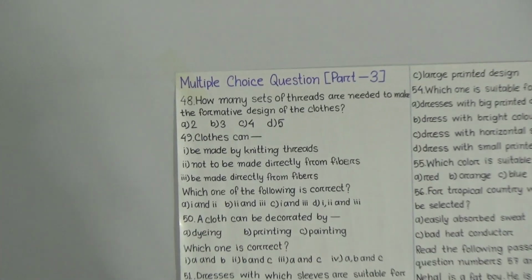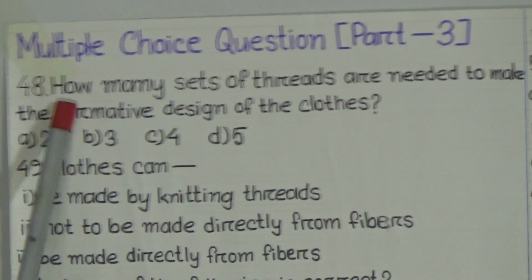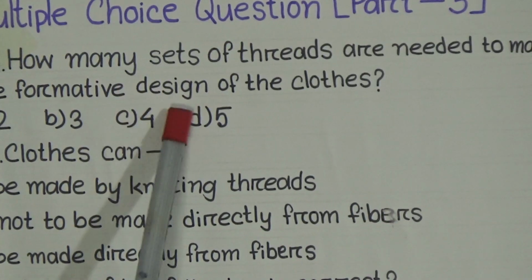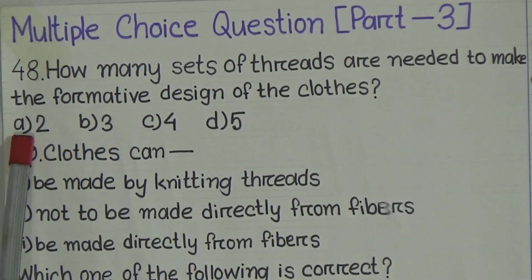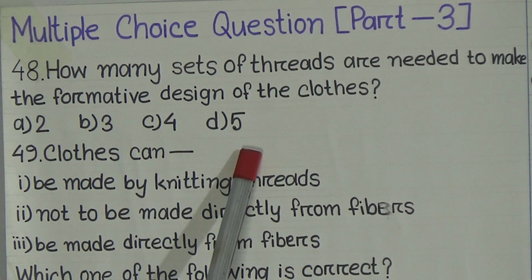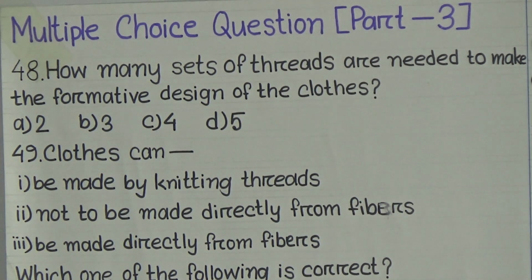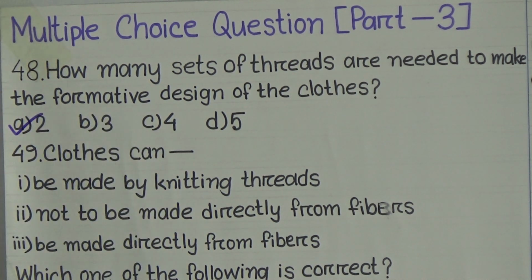Our first question starts with question number 48. How many sets of threads are needed to make the formative design of the clothes? Our options are 2, 3, 4, 5. Students, do you know how many sets of threads are needed? Yes, the answer will be option A. That means 2 sets of threads.